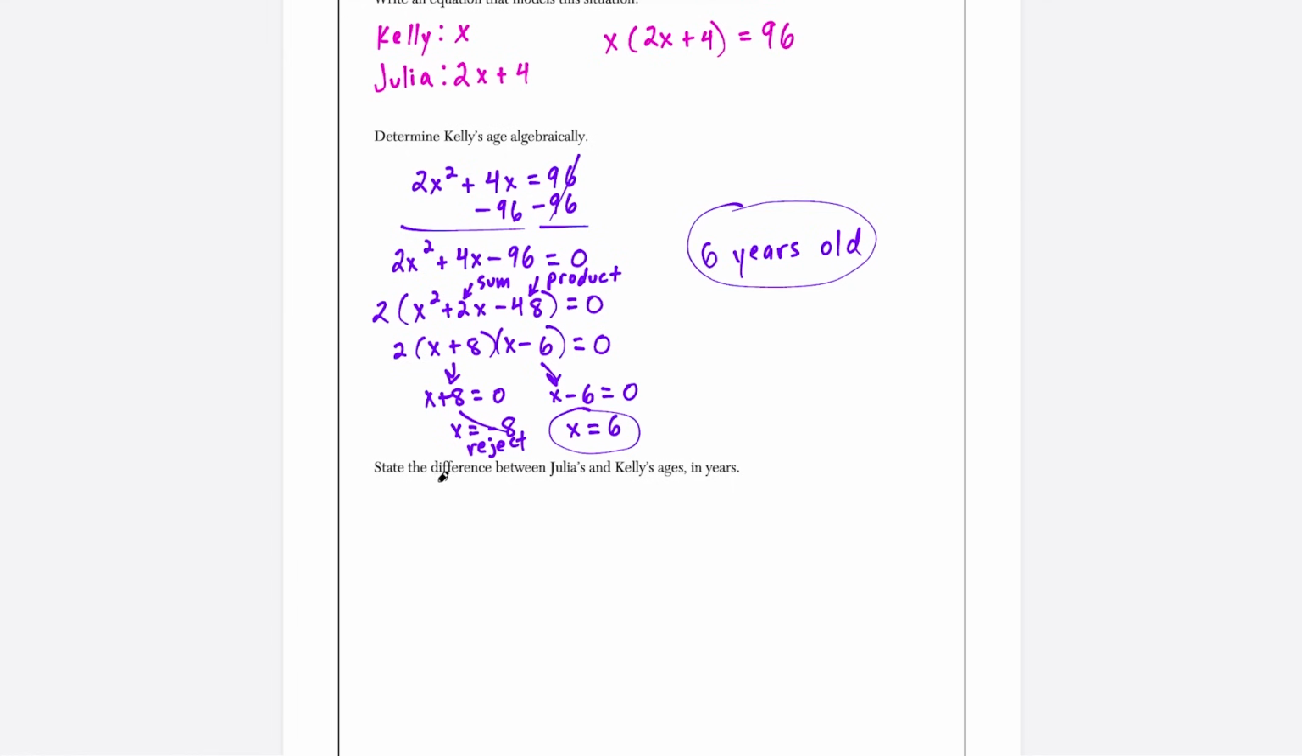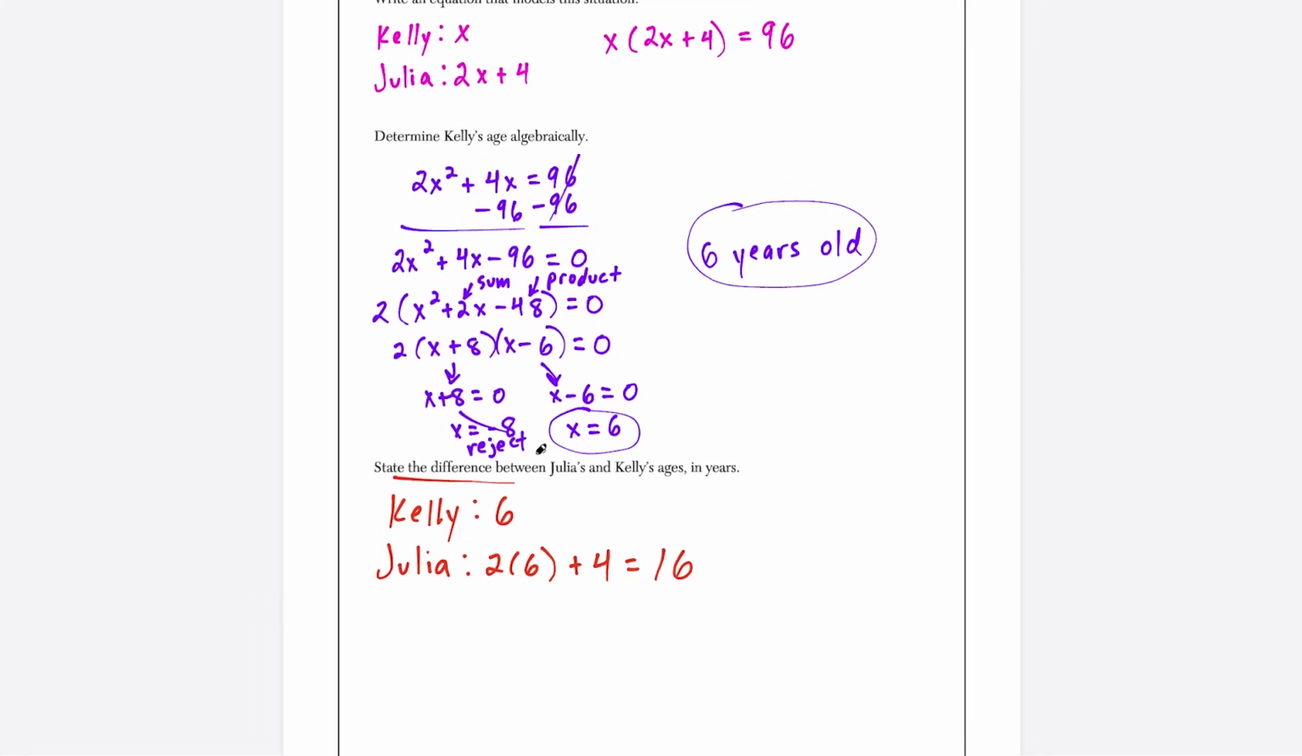And now for the last part, we want to state the difference between Julia's and Kelly's ages in years. So we have that Kelly is 6 years old. And now Julia, we could find her age by plugging in x equals 6. We found x is equal to 6. So now we could do 2 times 6 and then plus 4. This is going to give us 12 plus 4 is 16. So Julia is 16 years old.